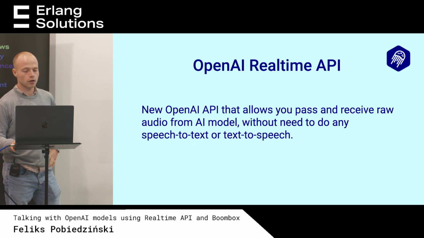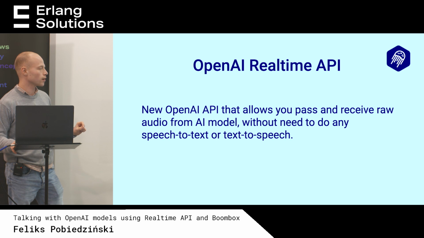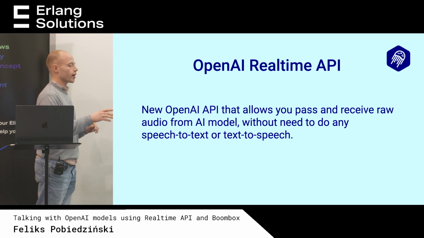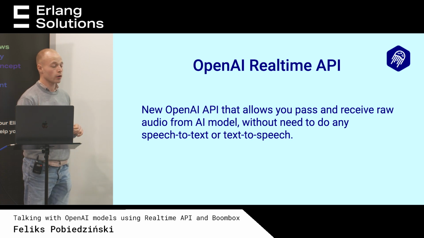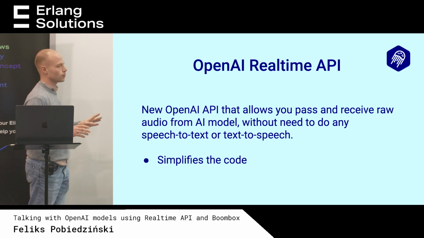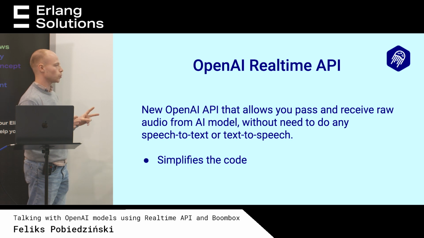Okay, the second thing that I will use in my demo is the OpenAI Realtime API. It is quite a new thing. I guess it is about a month, maybe a month and a half old. It is a new API that allows you to exchange raw audio with ChatGPT. You pass raw audio to the OpenAI server, and you also receive raw audio from the OpenAI server. It gives two advantages.